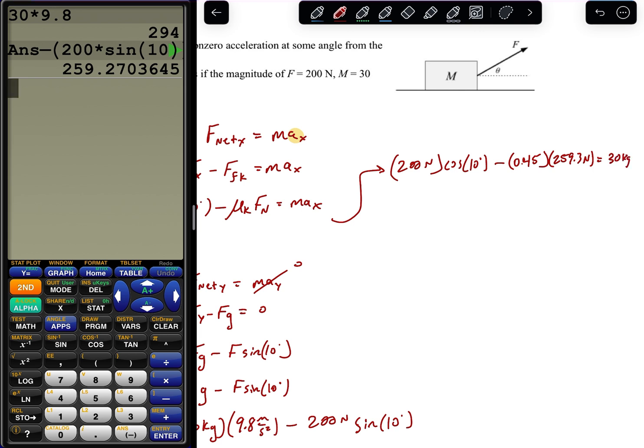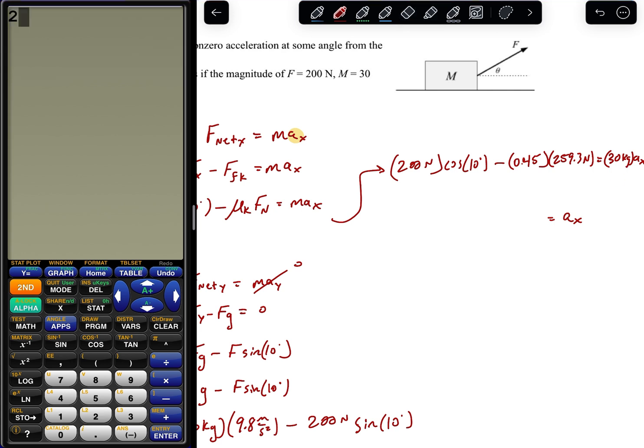30 kilograms times acceleration in the x direction. So let's go ahead and solve for the acceleration in the x direction. I'm just going to do this all in one go. We have newtons times a trig function, which is newtons. And then we have our coefficient of friction, which is unitless, multiplied by newtons. So we're going to have newtons minus newtons, and we're going to be dividing by kilograms. And so we know our units are going to work out just fine.